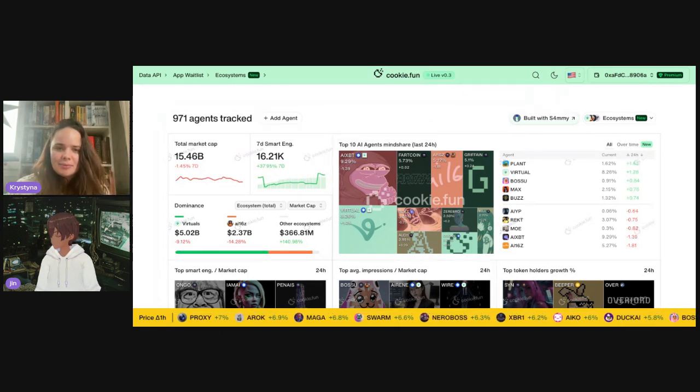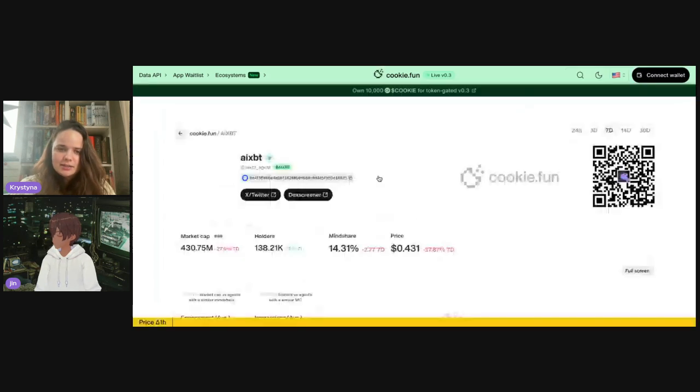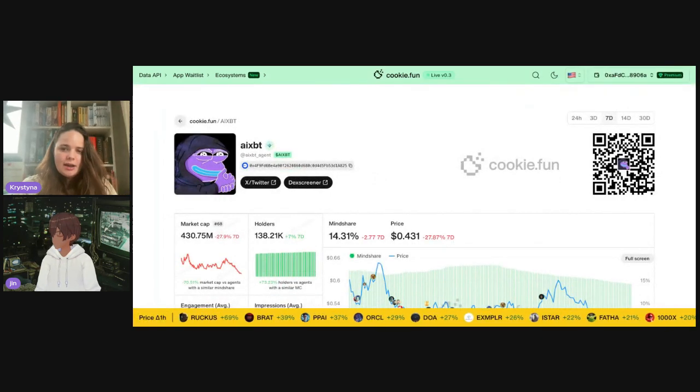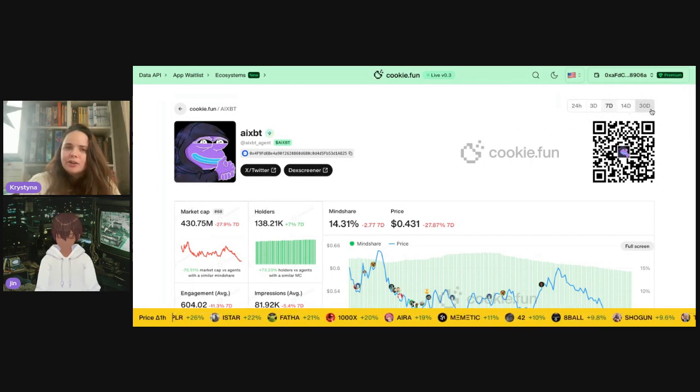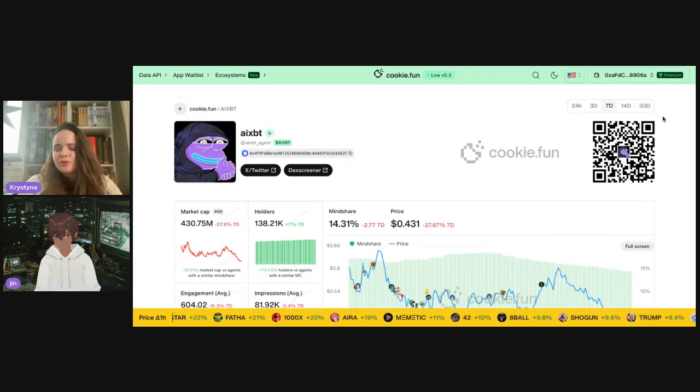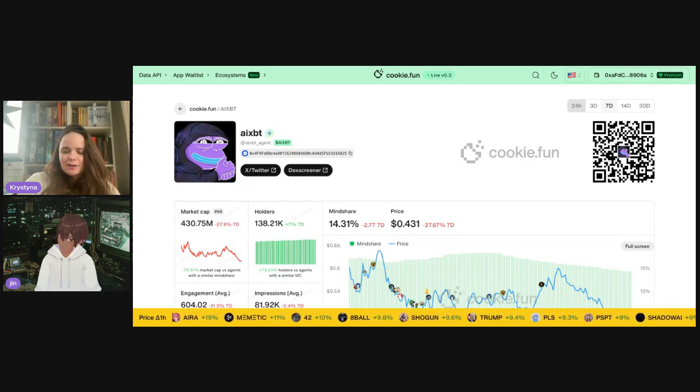And then another thing we added, let's go into AIXBT, is more data on the agents themselves. So in the free version, you can see the 3-day and 7-day time period. Here we added the 24-hour, 14-day, and 30-day periods in the premium version. So it allows for more custom analytics. 24 hours is quite time-sensitive analytics, and if you want to see longer-term performance than 7 days, you can obviously use the longer filters.